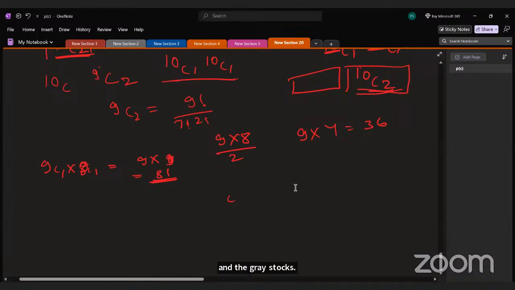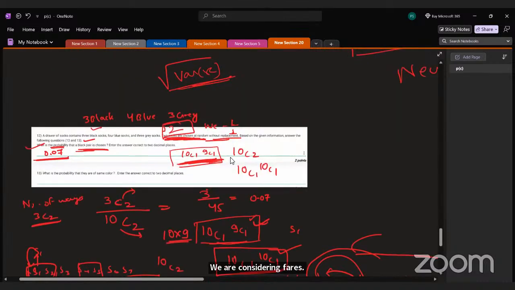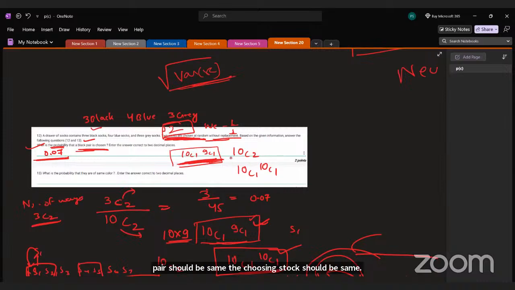One small doubt, sir. Here, are we considering the socks or pairs? We are considering socks only, but the question is that the pair should be the same. The chosen two socks should be the same. Let me speak. We are obviously considering socks, but the question is given the probability we'll choose a pair. We are choosing two socks. So whether the pair is the same or not, the question is saying this.